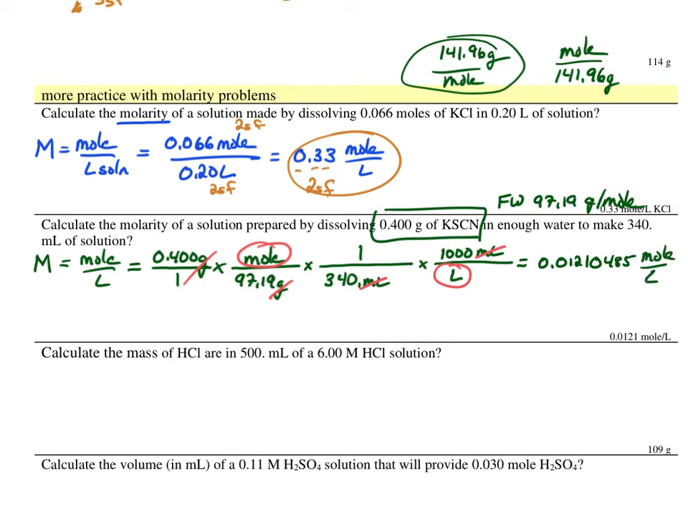Let's look at our sig figs. 3 sig figs here. This has 4. This has 3 sig figs. This is exact, so it's not going to affect the sig figs in our answer. Looks like we're limited to 3. So our final answer, 0.0121 moles per liter.